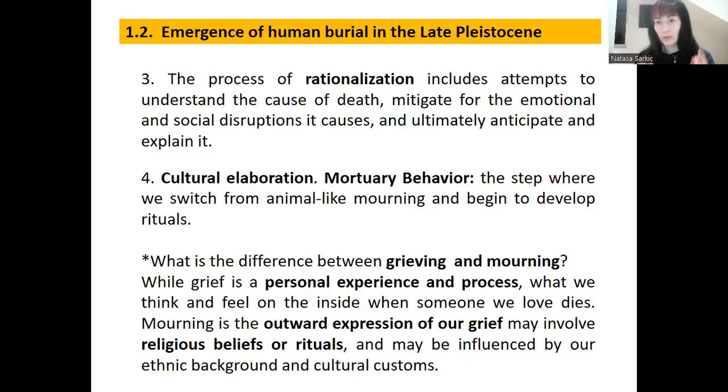So it's not only what we are feeling with our own grief and with our own feelings, but there is also a community that has some sort of rules that we follow in order to make this transition from life to death in the best possible way.